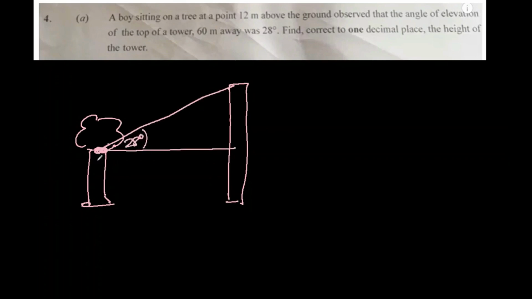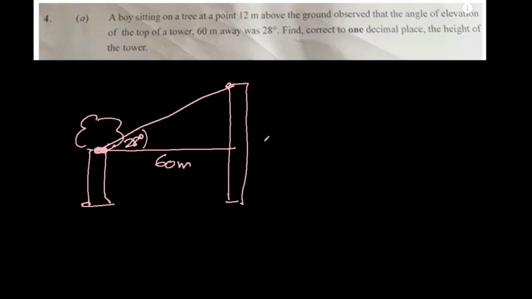That's the angle of elevation, right? The line joining the 2 points, the angle they make with the horizontal is called angle of elevation at the lower point. Okay, it is 60 meters away. That does not mean this is 60 meters away. Okay, the distance between the tree and the tower is 60 meters away. Find, correct to one decimal place, the height of the tower.